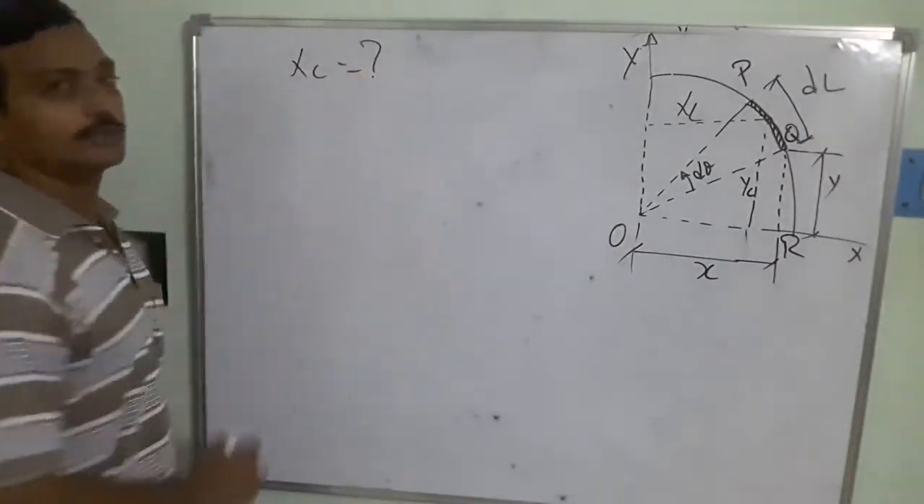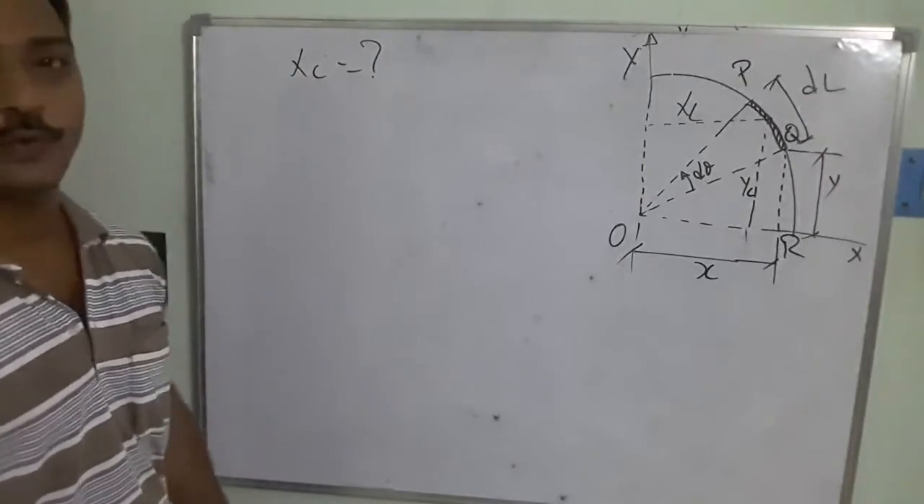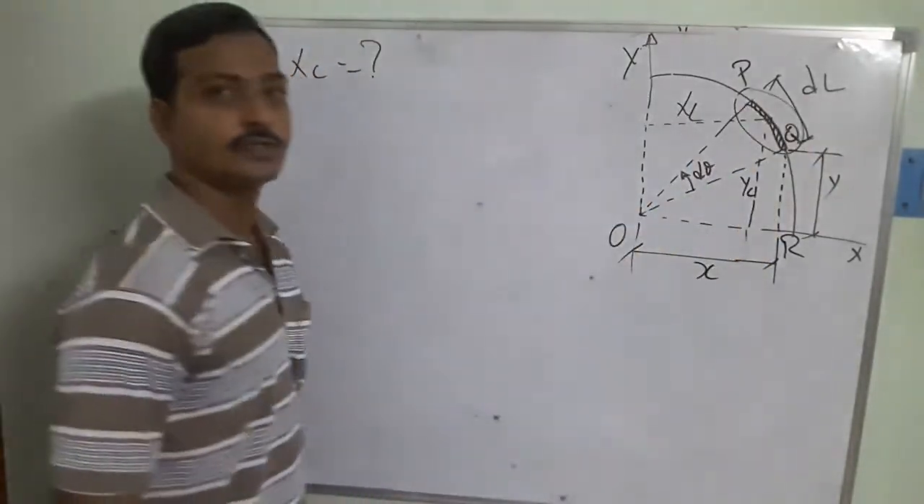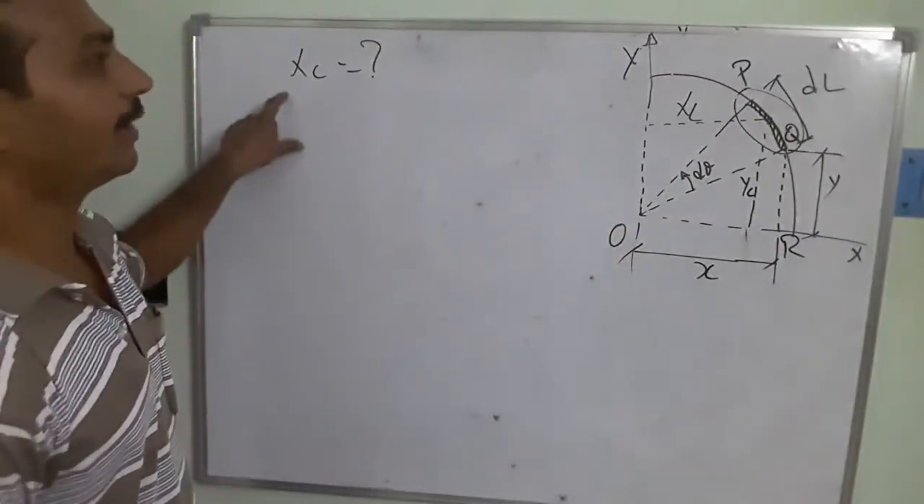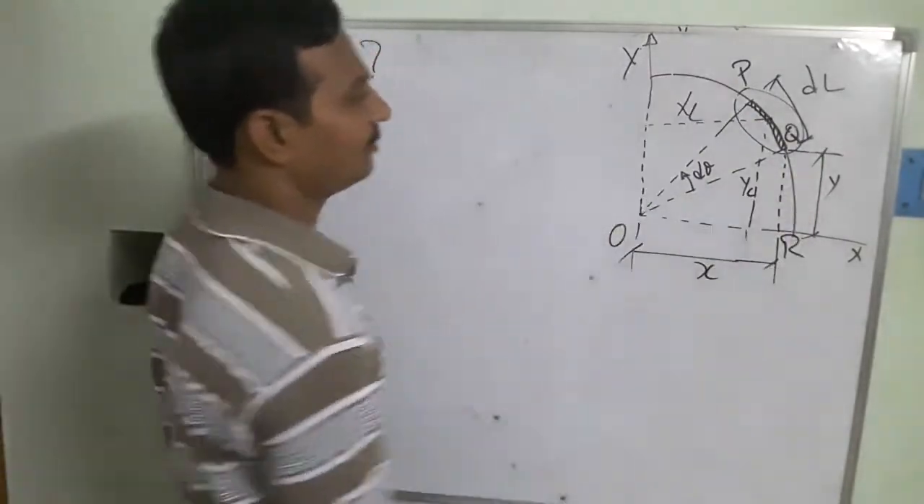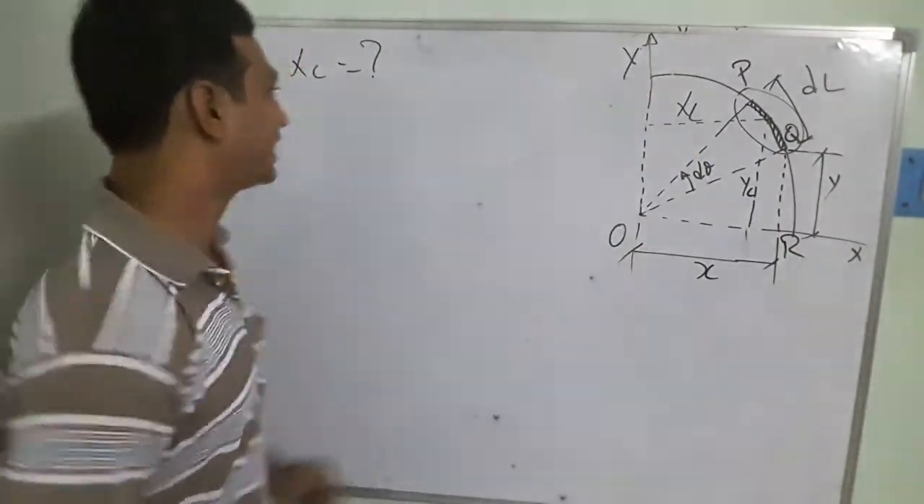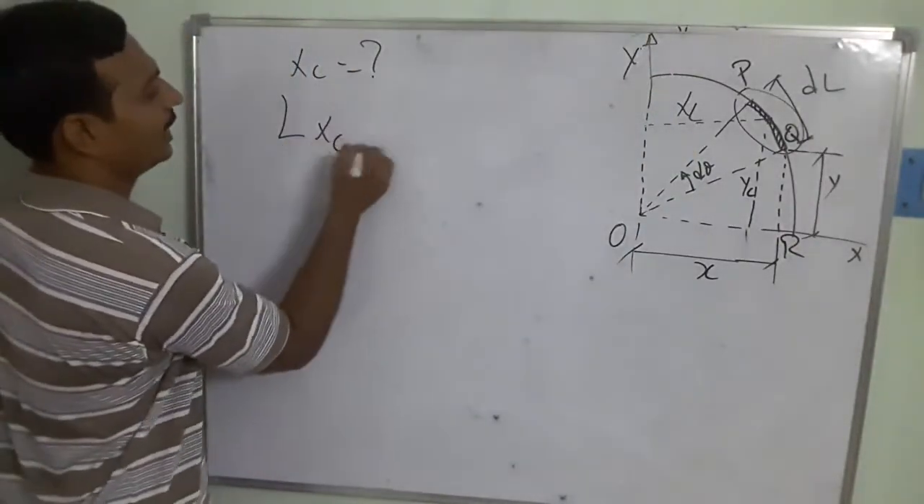I need to find out how to find this part. We already had a discussion about it: that elemental strip we have taken is the part we are going to consider over here. The total length is already available, and it is located at a distance of xc with respect to the y-axis. So that's going to be L times xc.